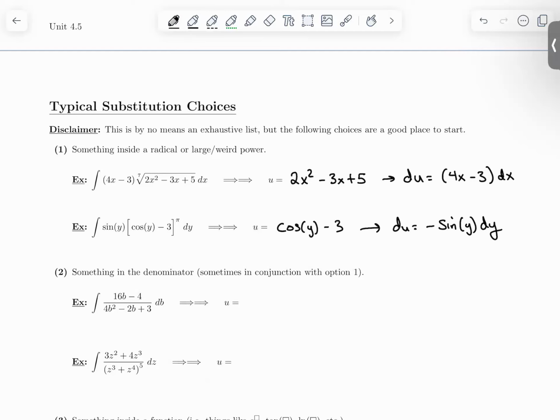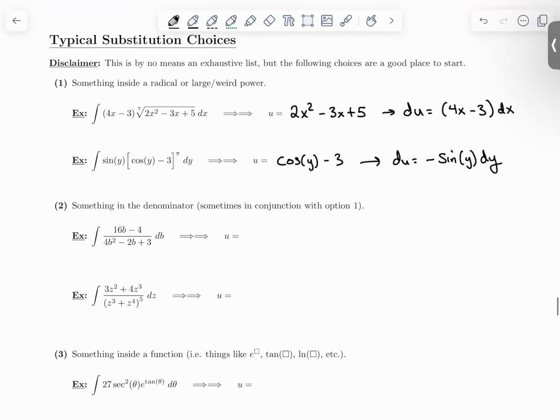If you ever see the derivative of cosine, which is negative sine, then something inside of a denominator, like typically the whole denominator, but sometimes in conjunction with option 1. So maybe a large power within the denominator. So for this first one, definitely the right choice is u equals 4b squared minus 2b plus 3.